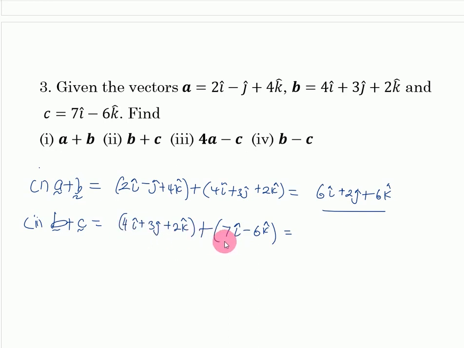You have 4 and 7. That one is 11i. Then you come to j. There is 3j and there is no j here. So there is no j, so you have a 3 plus a 0. So this one is plus 3j. There is no j in C. Then we have 2k, and yes, there is a k there. So you have 2k plus -6, which gets us a minus 4k. That is what we have as part B.